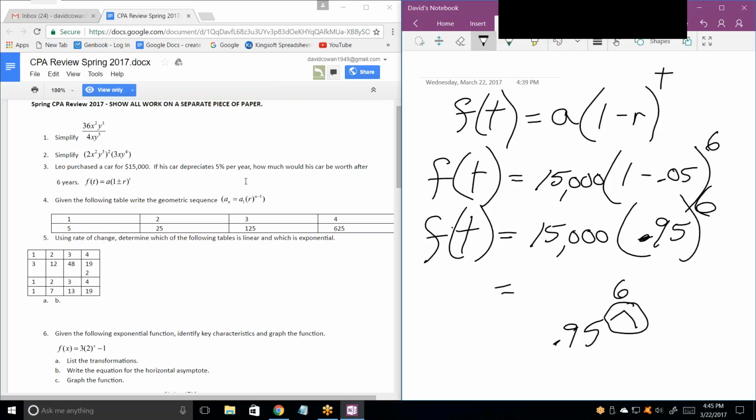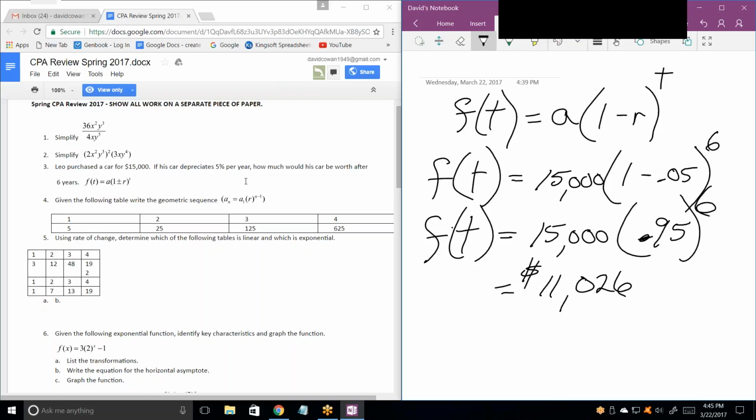I think I got it. What do you get when you take that number to the 6th power? 0.735. Okay. Now multiply that by 15,000. You get 11,026. That's what your car's worth after 6 years. And that's pretty realistic. In fact, 5% is pretty small.